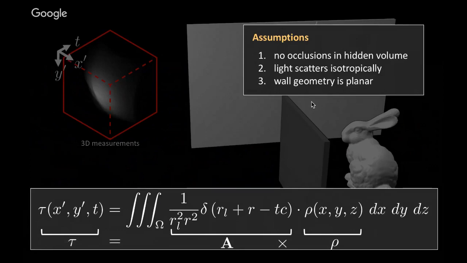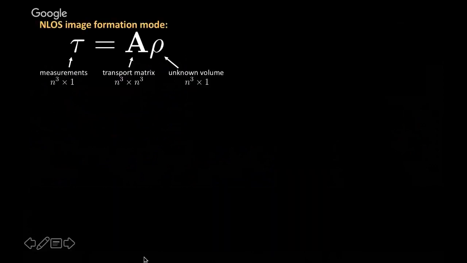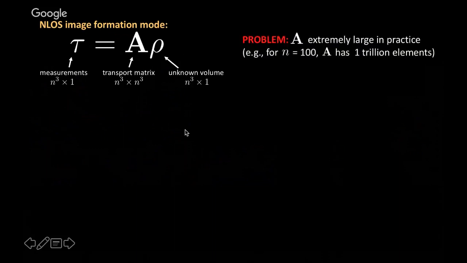Now, one nice property of this image formation model is the fact that you can simply linearize it. So this is a linear model when you make these assumptions. And so you can discretize or vectorize your transient image into a vector tau, vectorize your hidden volume into a vector rho, and relate the two by a large matrix A. And so all you need to do for solving this non-line-of-sight problem is to solve this linear system. Great, right? Well, the challenge is that in practice, A can be extremely large. So for example, if you're trying to measure a volume that's 100 by 100 by 100, then A is already going to have a trillion elements. So that makes it far too large to basically invert directly.